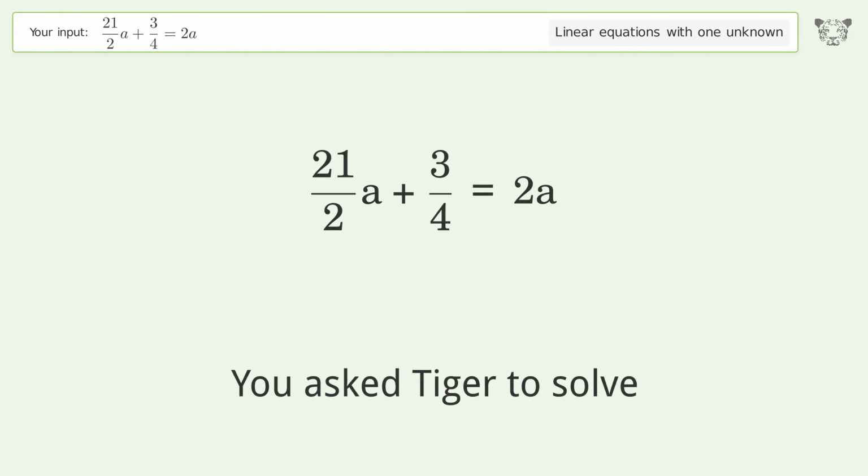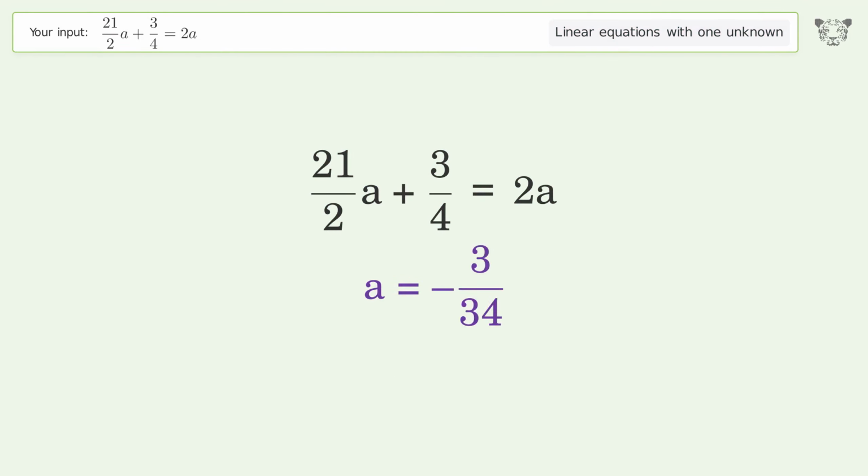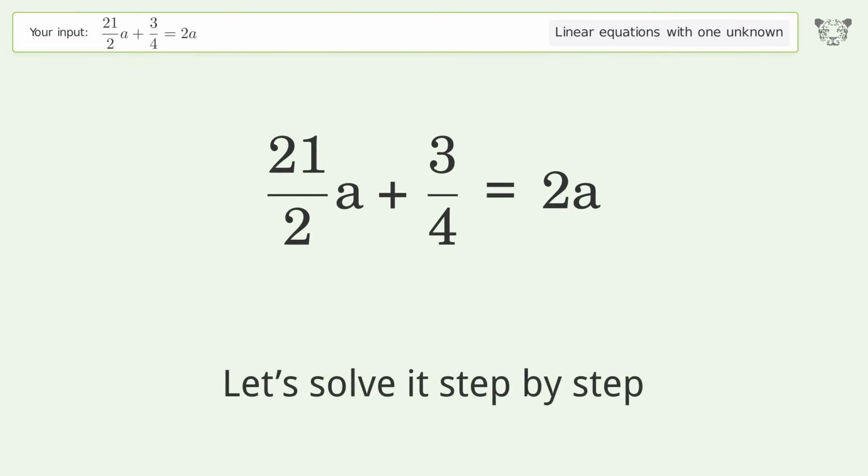You ask Tiger to solve. This deals with linear equations with one unknown. The final result is a equals -3/34. Let's solve it step by step.